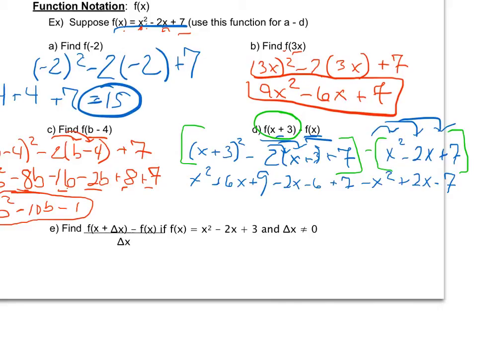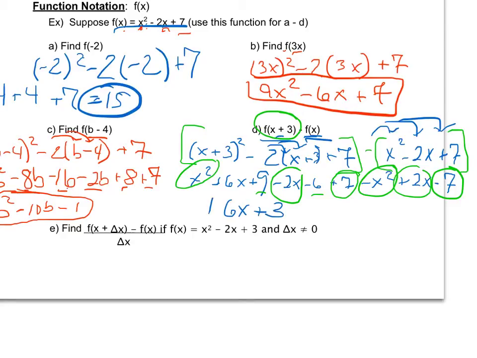And now I'm going to combine like terms. So I can say, hey, guess what? X squared and minus x squared combine to be 0. Minus 2x and plus 2x combine to be 0. Positive 7 and negative 7 combine to be 0. So, last thing, then 9 and minus 6 are going to be 3. So it looks like I'm left with 6x plus 3 for my final answer.